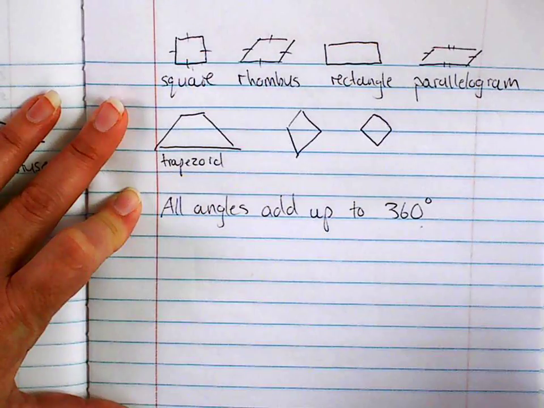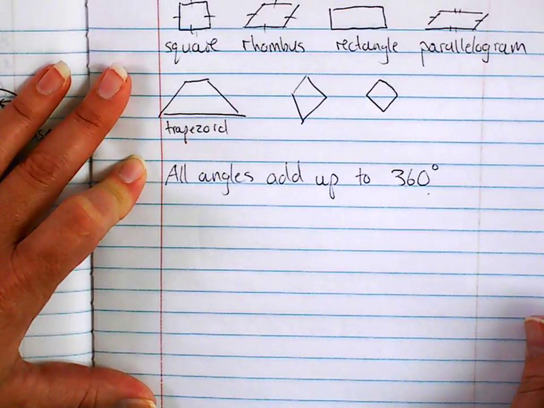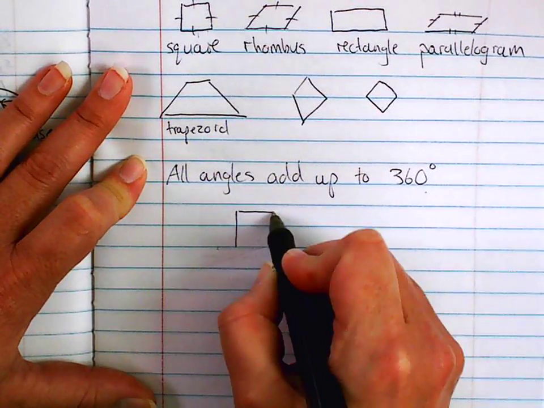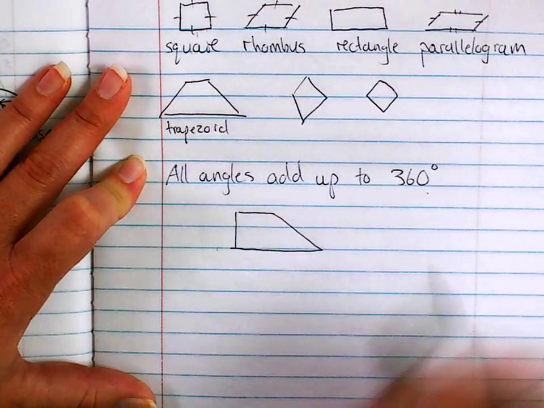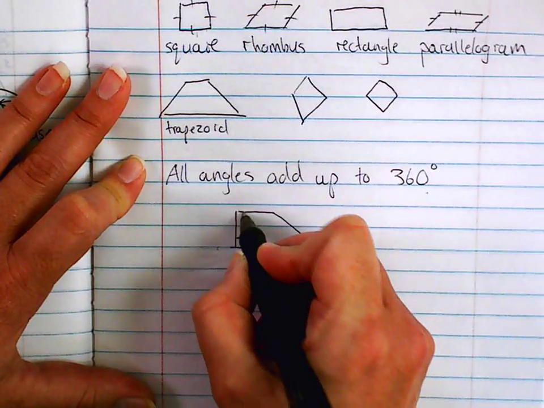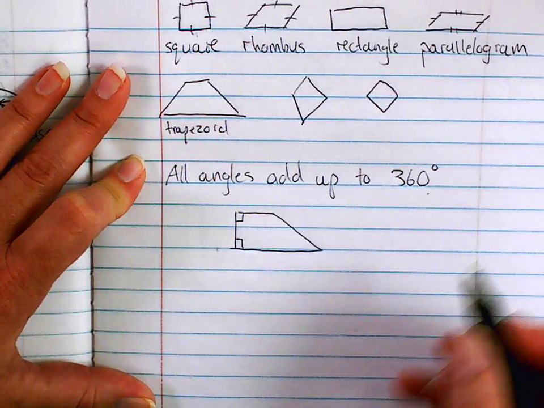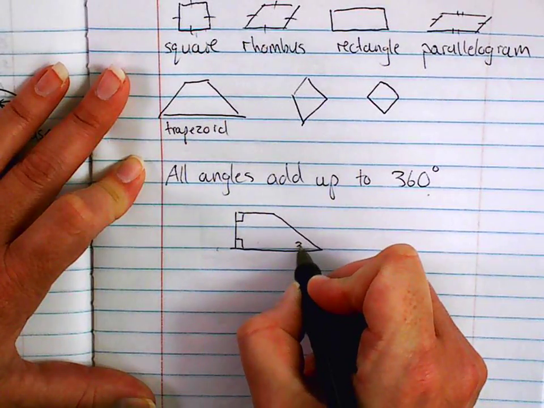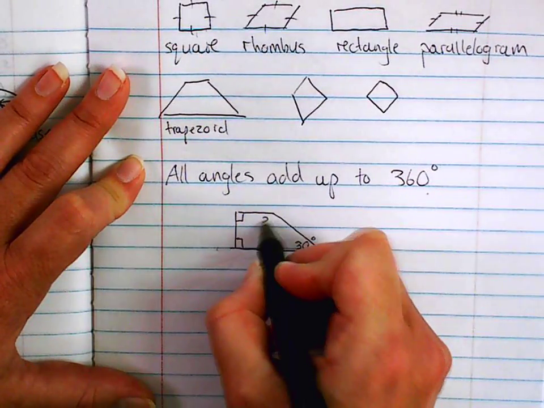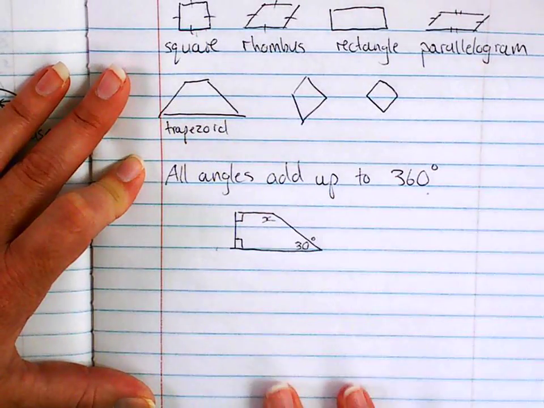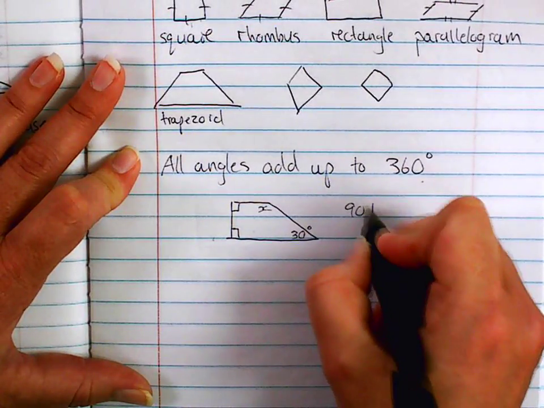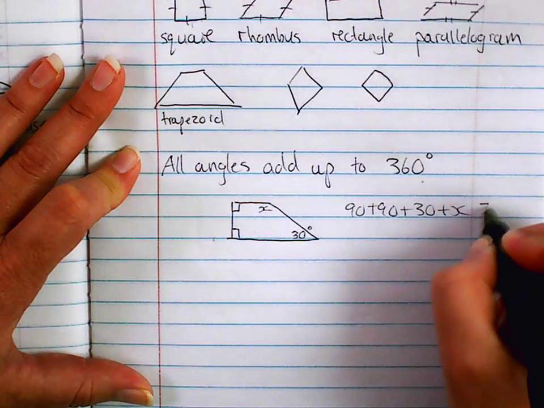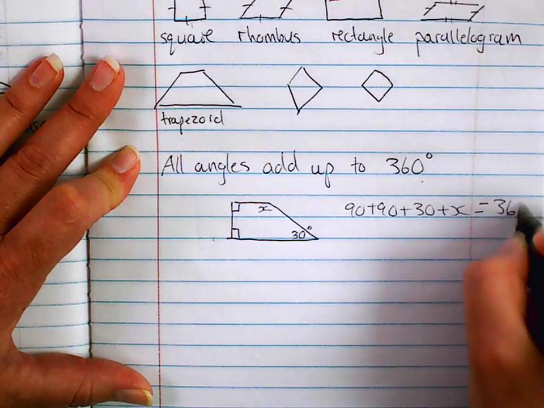They can ask you a question like, here's a trapezoid. This is 90, this is 90. This angle is 30 degrees. What is my missing angle? And then I do this: 90 plus 90 plus 30 plus I don't know how much equals 360.